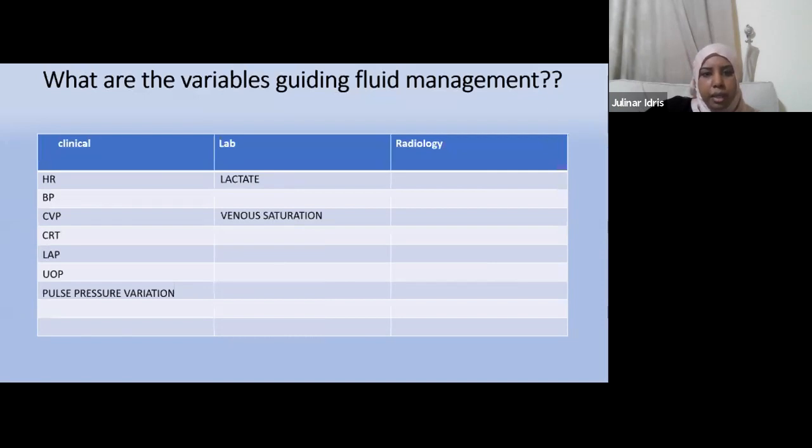Venous saturation is a guide of low cardiac output. Hematocrit also: low hematocrit indicates hemodilution, and high hematocrit indicates high viscosity. BUN is also a guide of dehydration. Radiologically, on chest X-ray, if it's a congested lung, this indicates that the patient has fluid overload. If it's an oligemic lung, this indicates that the patient has low blood flow to the lungs. And echo and ultrasound are the new guidance nowadays for hemodynamic monitoring, as we will see later.